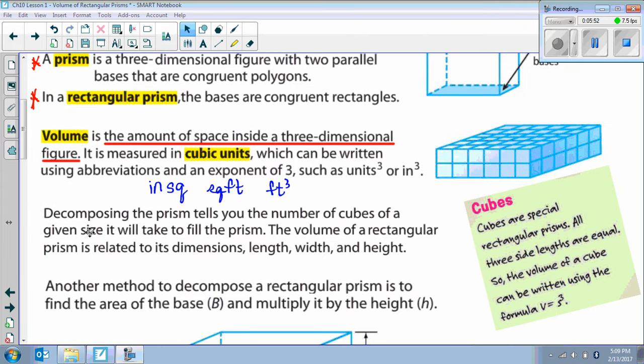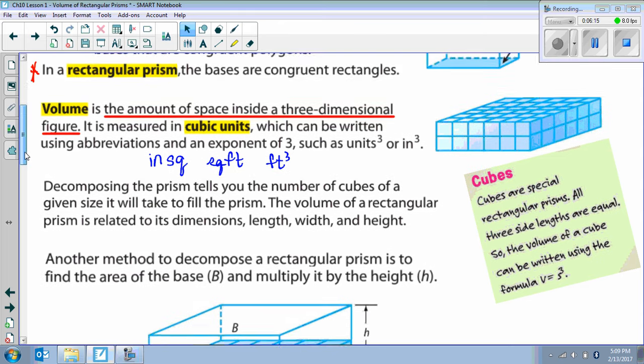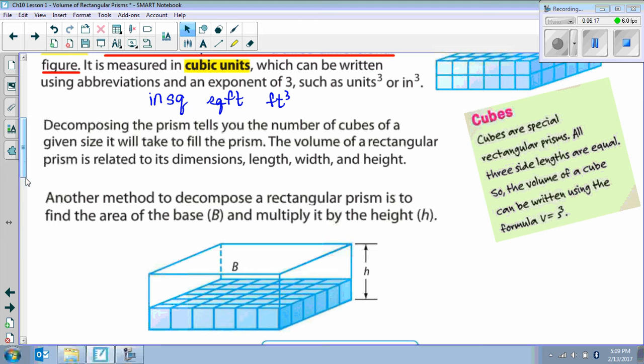Okay, so one way that you can decompose a rectangular prism is to see how many cubes of a certain size can fit into the prism. Okay, the volume of a rectangular prism is related to the dimensions, the length, the width, and the height. Okay, another way that you can decompose a rectangular prism is to find the area of the base with cubes that are 1 centimeter or 1 inch or 1 unit tall.